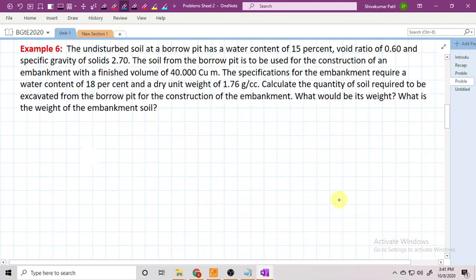So coming to the next problem. This is the sixth problem and today's second problem. Read it properly. The undisturbed soil at a borrow pit has a water content. Again, there is a borrow pit here. So this is the borrow pit.